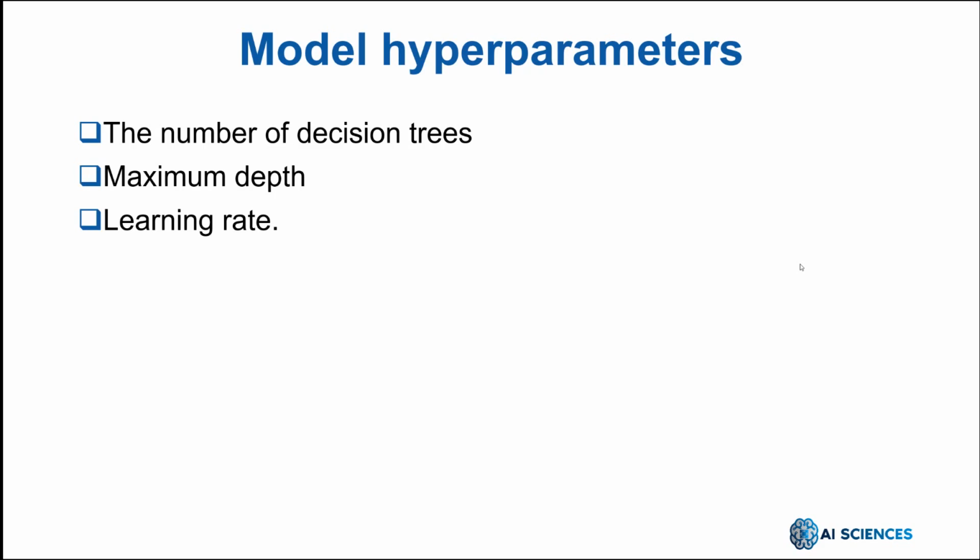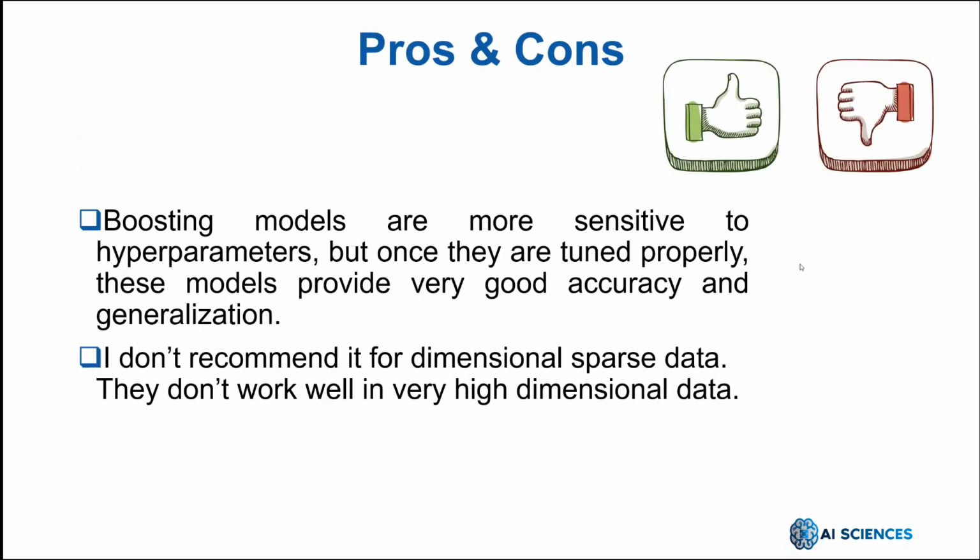So in general, ensemble models are very powerful and widely used. However, like the bagging models, it is difficult to understand thousands of trees and explain the decision-making process. I just don't recommend them for high-dimensional sparse data. They don't do very well in high-dimensional data.